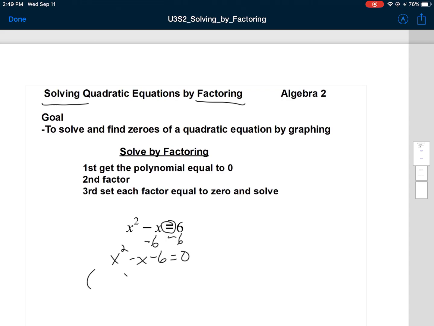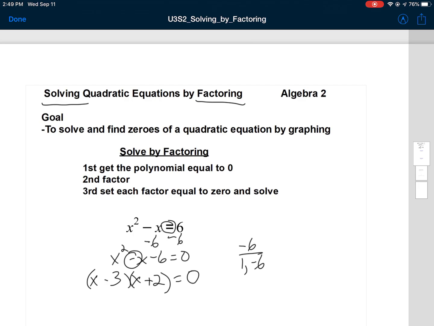From there, what I'm going to do is factoring just like I did in the last unit or section or whatever. X squared, so x and x. And I'm looking at the factors of negative 6 that will add up to be negative 1, and they are minus 3 plus 2.